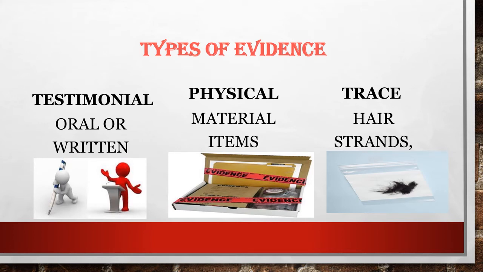There are three types of evidence: testimonial, physical, and trace. Testimonial evidence tells about the oral or written statements. Physical evidence tells about the material items that are collected at the crime scene. Trace evidence gives the hair strands, cells, etc. present in the crime scene.